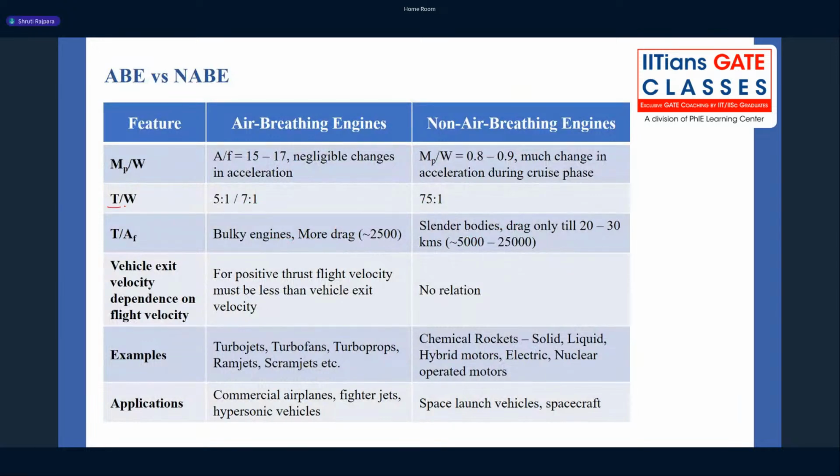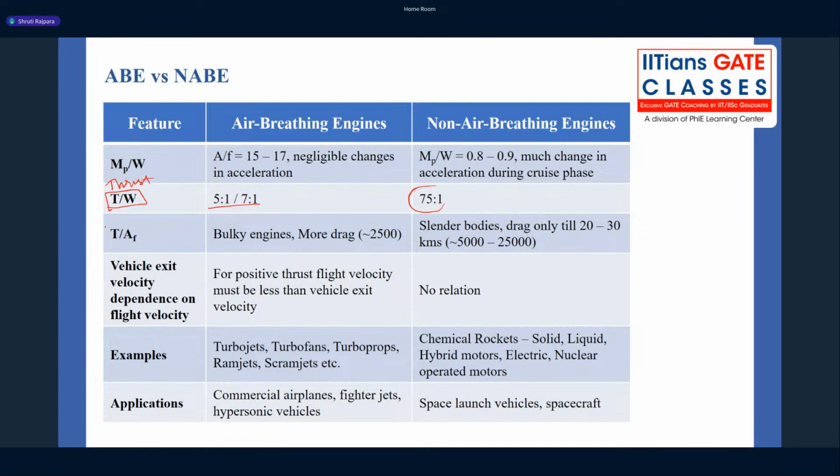Similarly, when we talk about T by W, where T is nothing but thrust, and W the weight of the engine. The thrust to weight ratio of an air breathing engine is usually 5 to 1 or 7 to 1. Whereas non-air breathing engines have to produce a lot more thrust in order to cross the Earth's atmosphere and go towards space. So the thrust to weight ratio is much higher for non-air breathing engines.